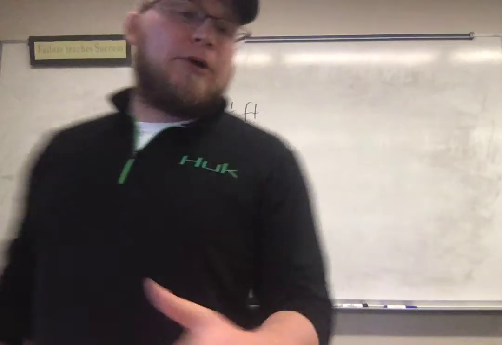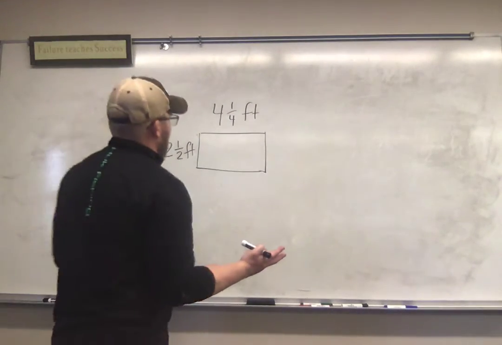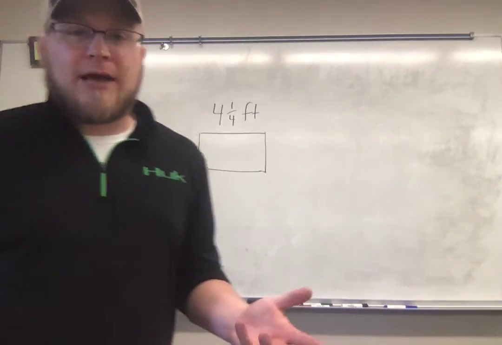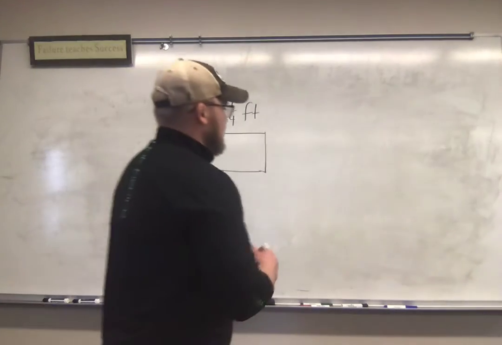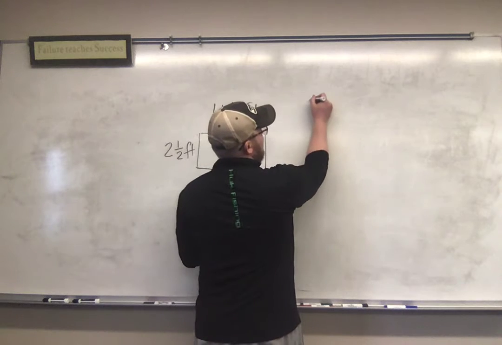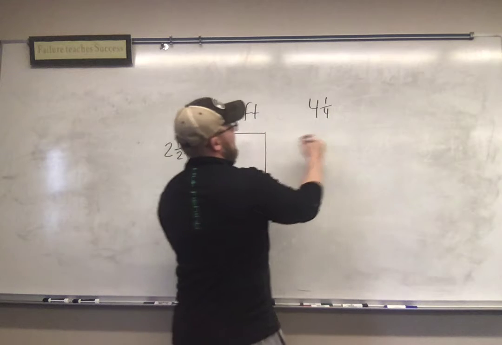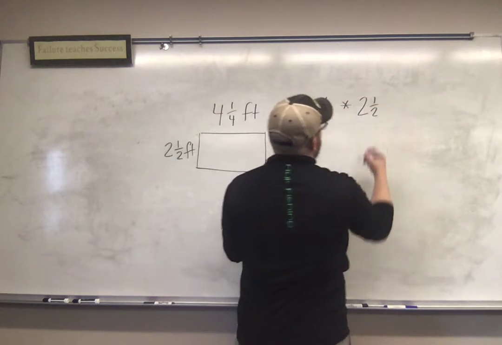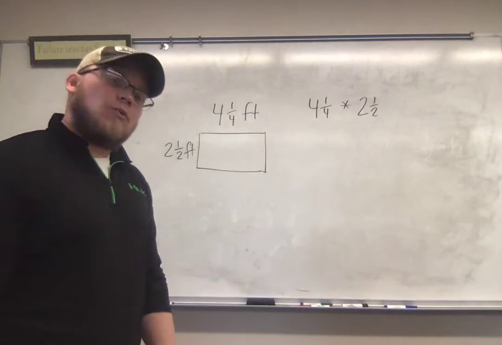Well, the book shows you a little bit of a goofy way. I'm just going to show you the normal way that we've always done it in class. When you do area of a rectangle, you multiply the length times the width. We've done that basically the whole math career. So just to write it out, 4.25 times 2.5.